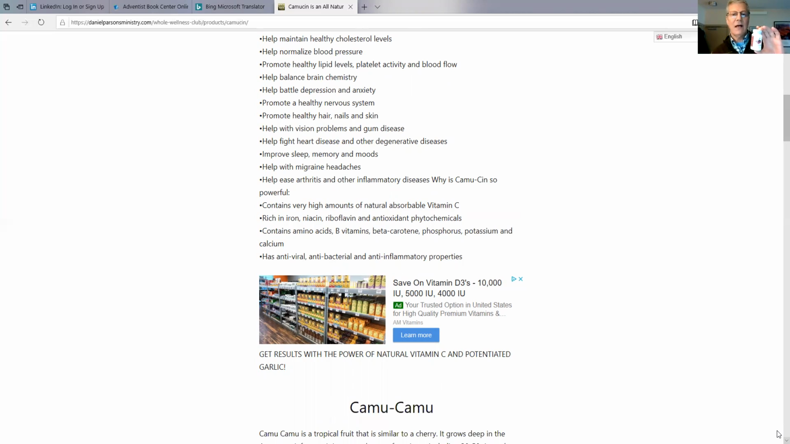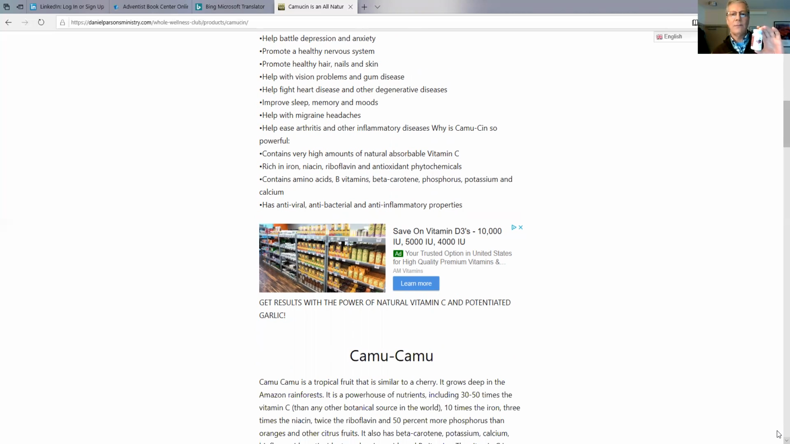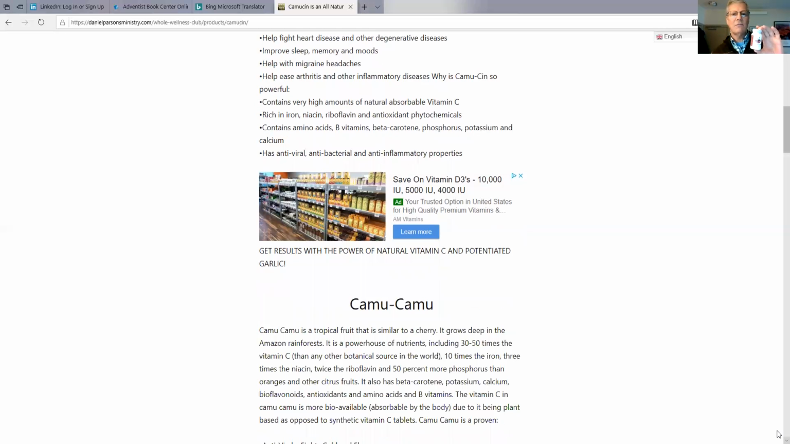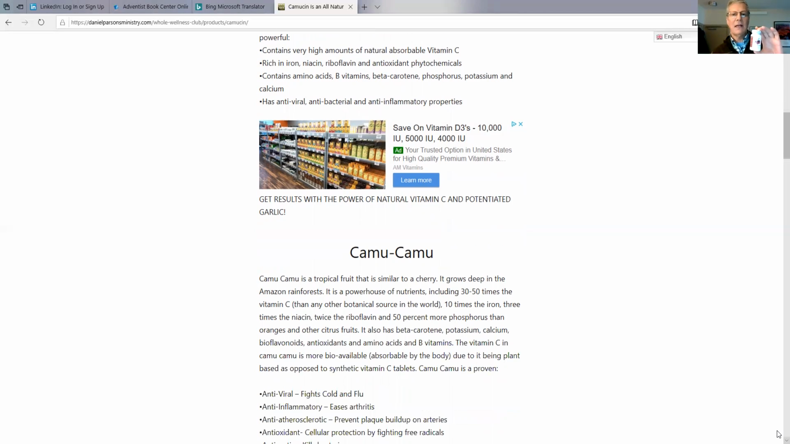Why is Camucin so powerful? It contains very high amounts of natural absorbable vitamin C, rich in iron, niacin, riboflavin, and antioxidant phytochemicals. It contains amino acids, B vitamins, beta carotene, phosphorus, potassium, and calcium, and has antiviral, antibacterial, and anti-inflammatory properties. Get results with the power of natural vitamin C and potentiated garlic.